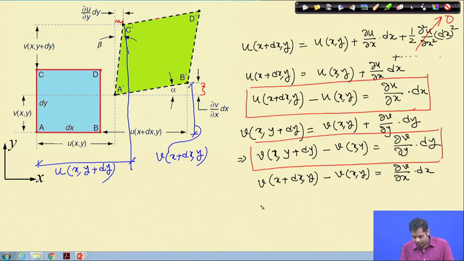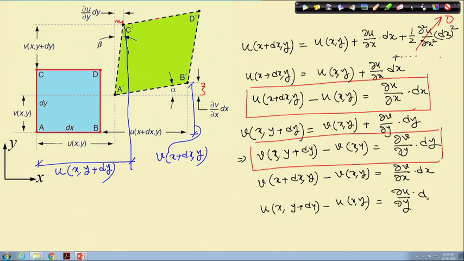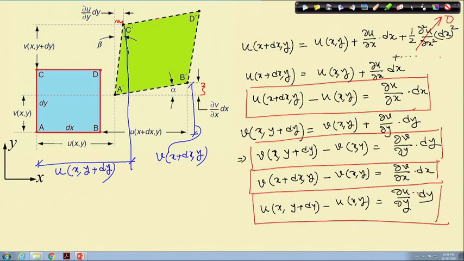And then similarly, we get u of x, y plus dy minus u of x, y, that is equal to del u del y into dy. Now, these two are important. What it tells you is that the movement of point B dash will be this minus this, which is del v del x into dx. And similarly, this tells you the movement of point C in x direction, which is this minus this, del u del y into dy. Okay. So these four are important.